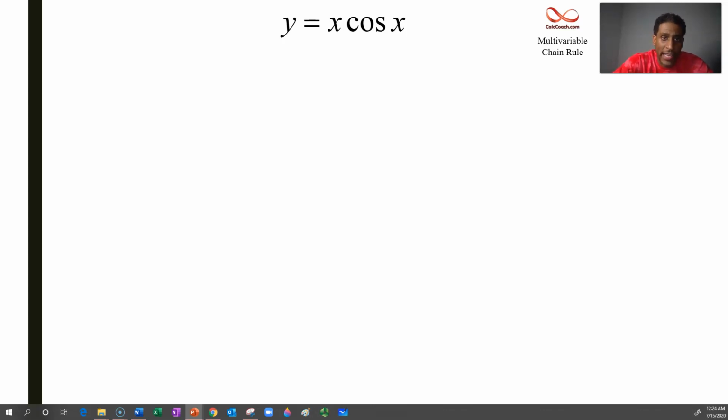Here we have y equals x cosine x, a single variable function where you can solve for y and set it equal to some formula on x. That is called an explicitly defined function.